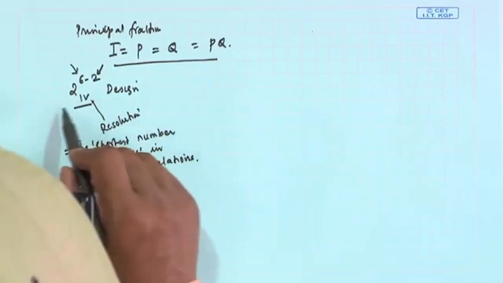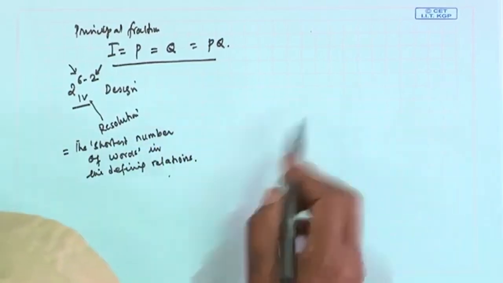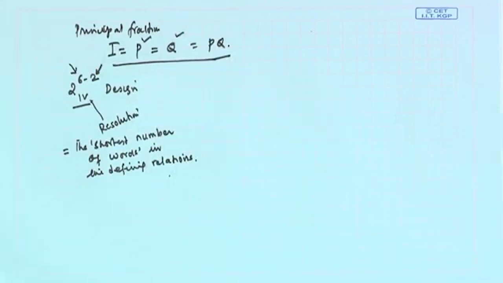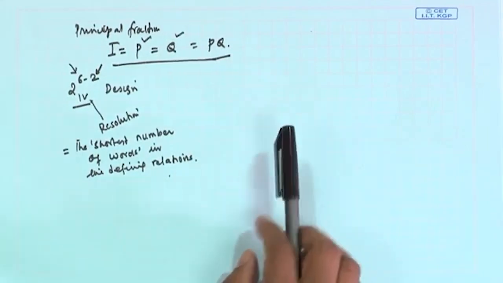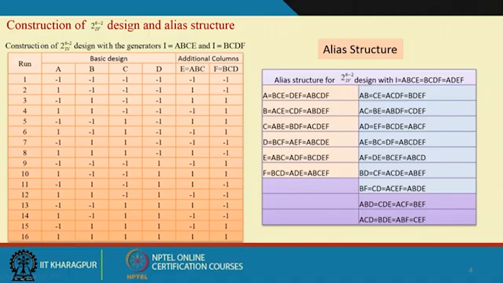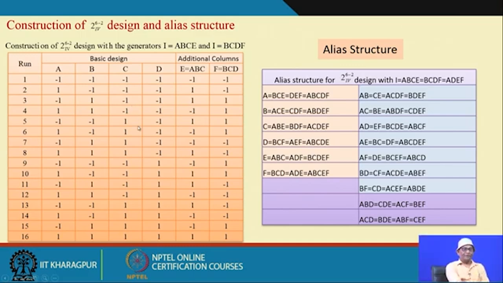Now, with reference to this design, what do we want to define? We want to define P and Q as well as PQ. So, that can be seen with this matrix. So, what we will do here, it is 2 to the power 6 minus 2 design. So, that means 2 to the power 4 full factorial design plus some additional manipulation. What way do you create the design? First find out the basic design. Basic design means it is 2 to the power 4 full factorial design, and then for another 2 factors create some additional columns like E and F.